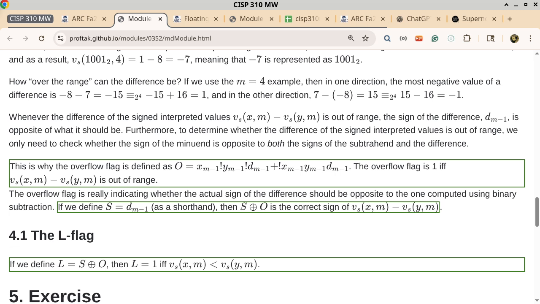It tells us what we can look at after a binary subtraction so that we can tell whether the signed or the unsigned interpretation of x is less than the same interpretation of y. Excuse me, I take it back. There we go. Are there any questions? Do you want me to give you more examples? Let's do some more examples.